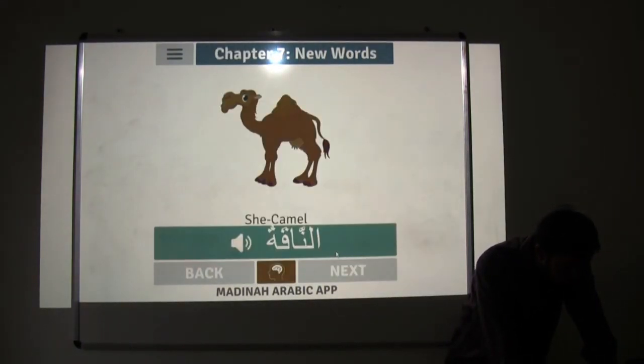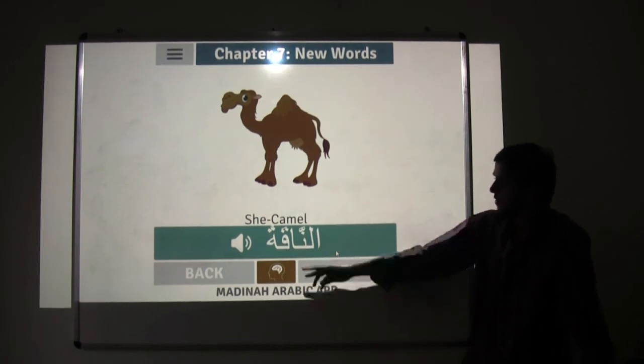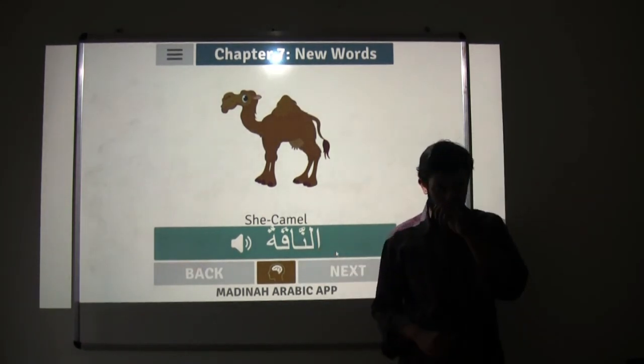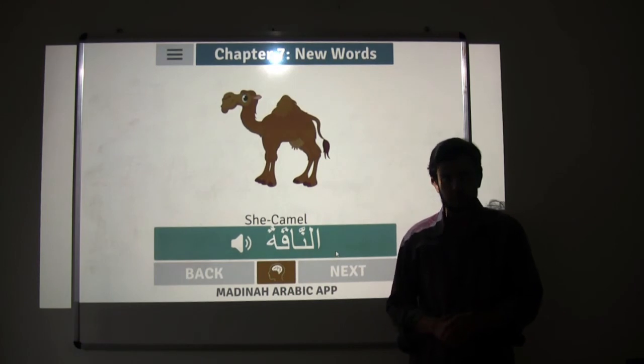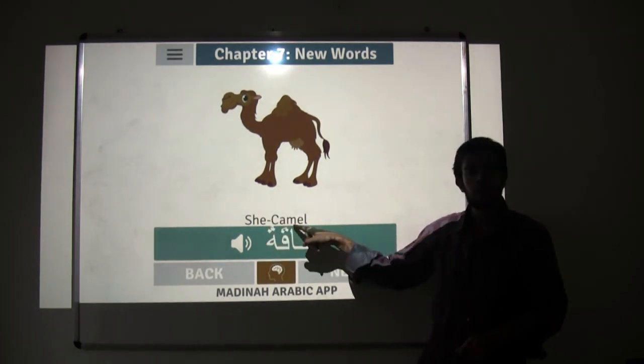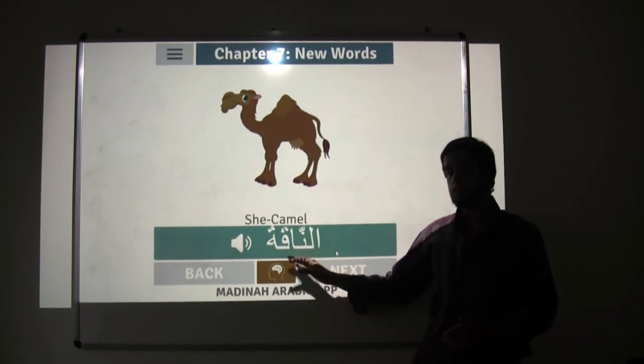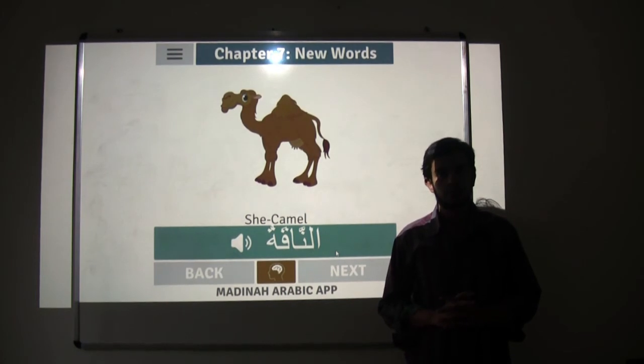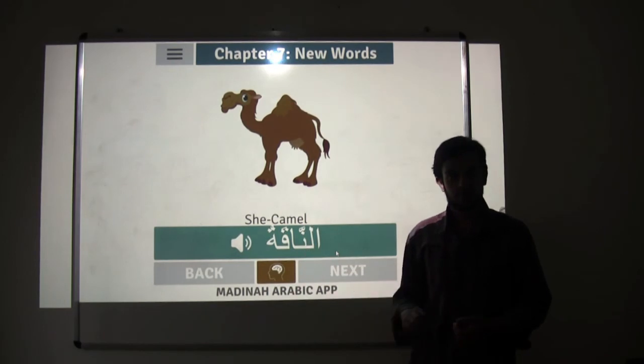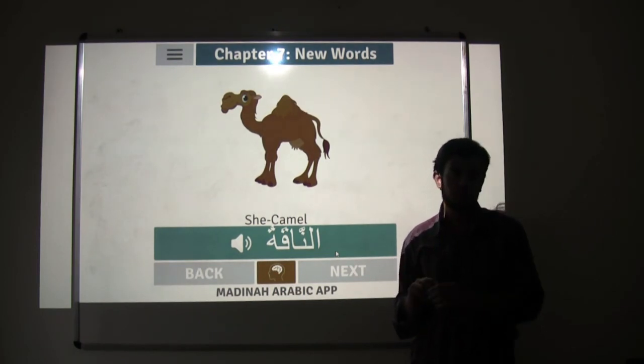Okay, the new words that we've learnt. An-naqatu. This particular term, have you heard it before? Naqatun. A camel is known as jamal. What is a she camel? A she camel is known as naqa, an-naqatun. Have you heard this term before anywhere? Maybe some ayat. Exactly. This particular word is used a lot in the Quran, in the story of one of the prophets. I'll mention it to you, inshallah.